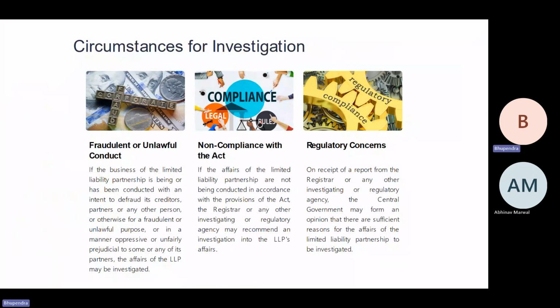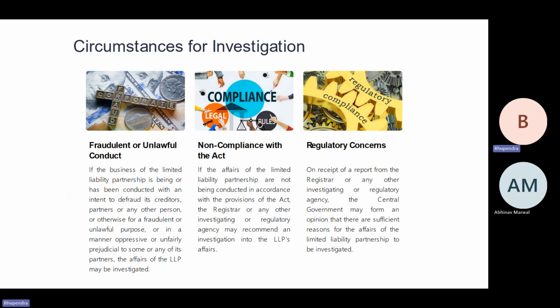In case of fraudulent or unlawful conduct, if the business of the limited liability partnership is being conducted with an intent to defraud the creditors, partners, or any other persons involved like ROCs, MCA, or any other person, or for an unlawful purpose in any manner opposed to the laws, compliance, and any other ways.